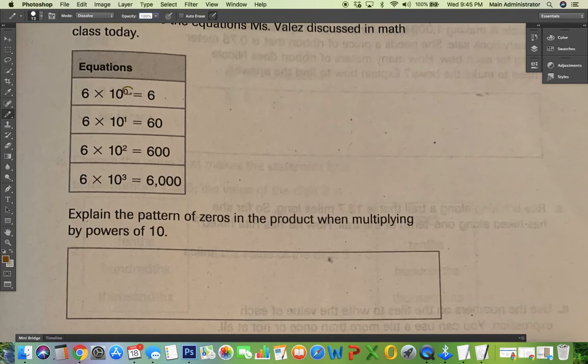I look and I see that this is a 0, and there's no zeros here. There's a 1, 1 zero here. There's a 2, 2 zeros here. And a 3, 3 zeros here. So it looks like the exponent directly correlates to how many zeros I need in my product. And I think I'll write that.